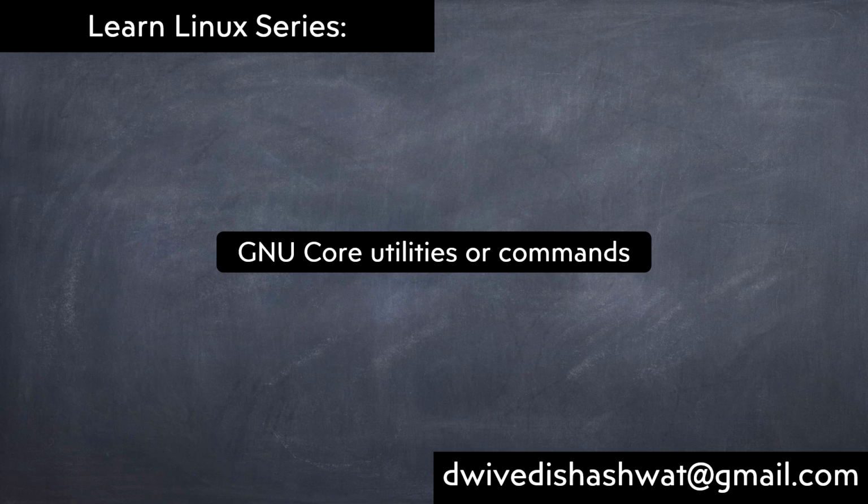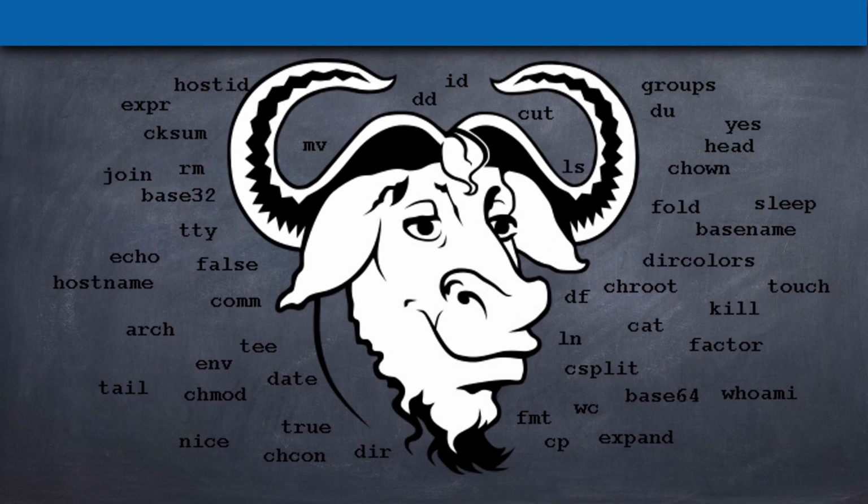GNU core utilities and commands are the basic commands which are available on all the Linux distributions, and we need not install any package for those. Those are by default available in every Linux distribution. These are just the basic commands, and there are many others. So we are doing it group by group.